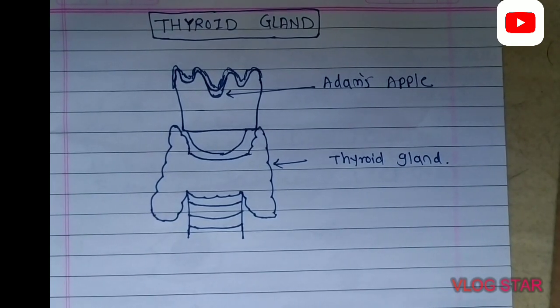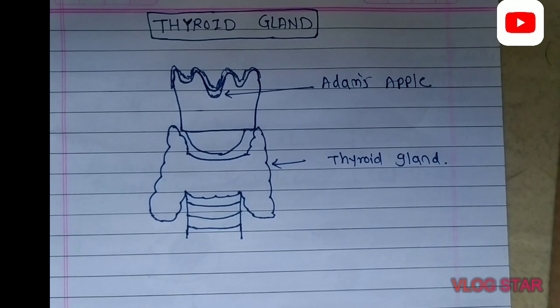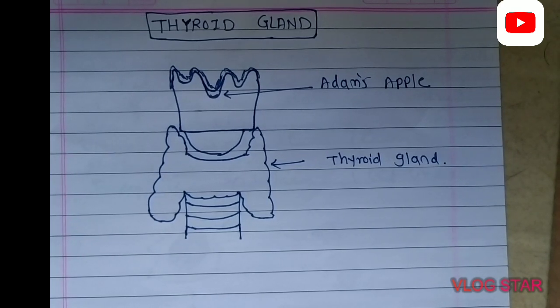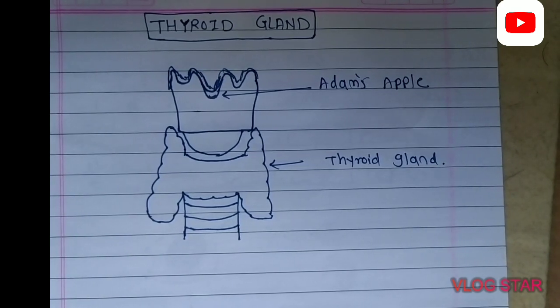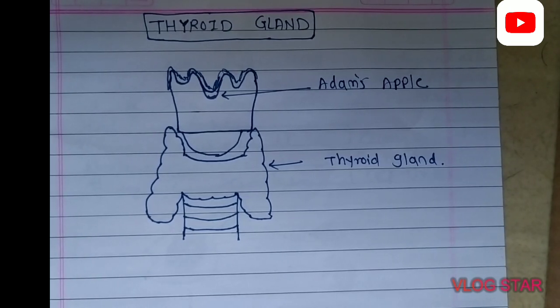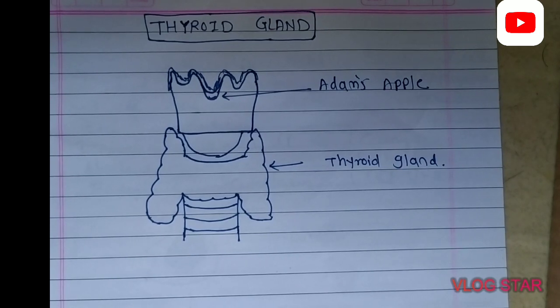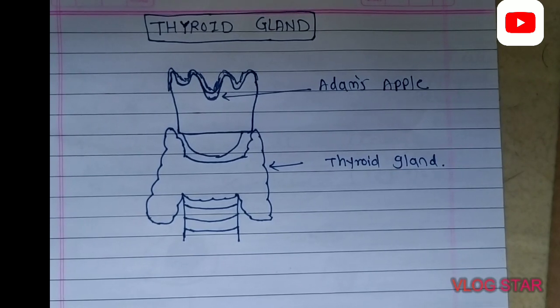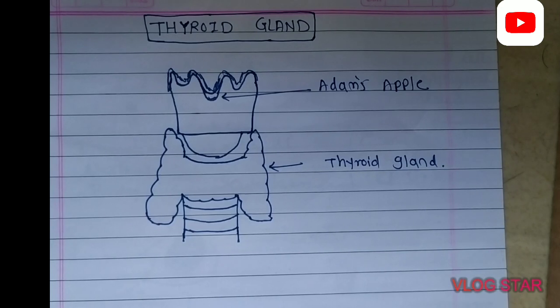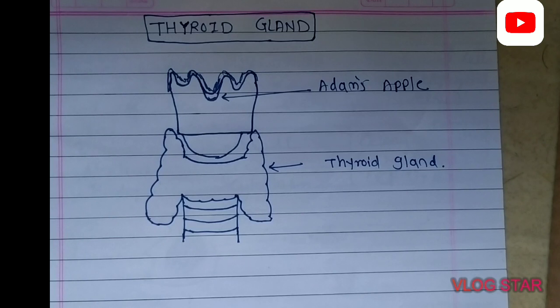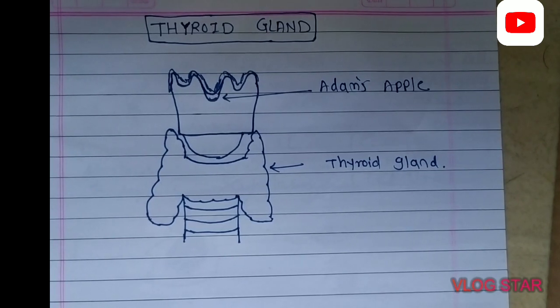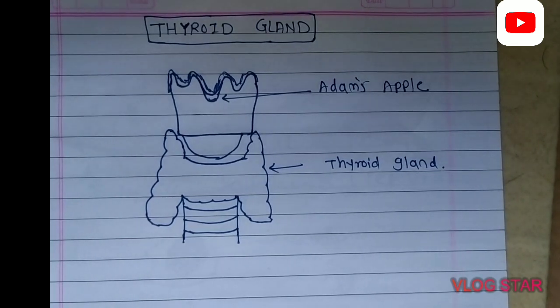The first is T3 and T4, and the second is calcitonin. These T3 and T4 hormones, or thyroxine hormones, and the calcitonin hormone have important roles. The thyroid hormones are important in metabolism, and they regulate the basal metabolic rate of the body. They also have a function in physical growth and mental growth.